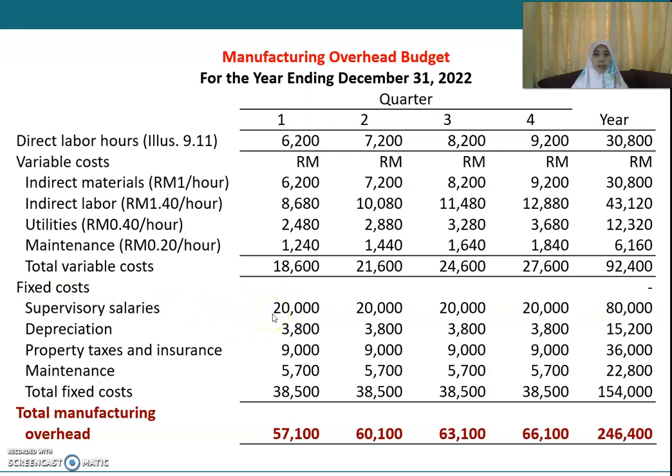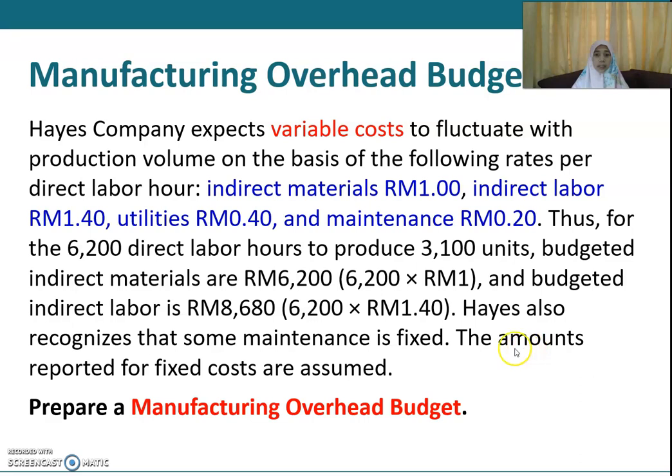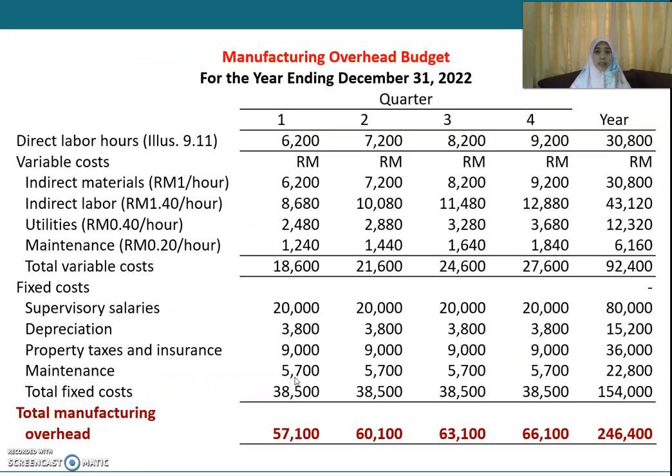You can get them from the question. In the question, the amount reported for fixed costs are assumed. So this one is based on the amount given in the question. Given in the question, the supervisory salaries are 20,000 ringgit. This one 3,800, your property tax and insurance 9,000, maintenance 5,700, and you total this up, that will give you a total fixed cost of 38,500 ringgit.